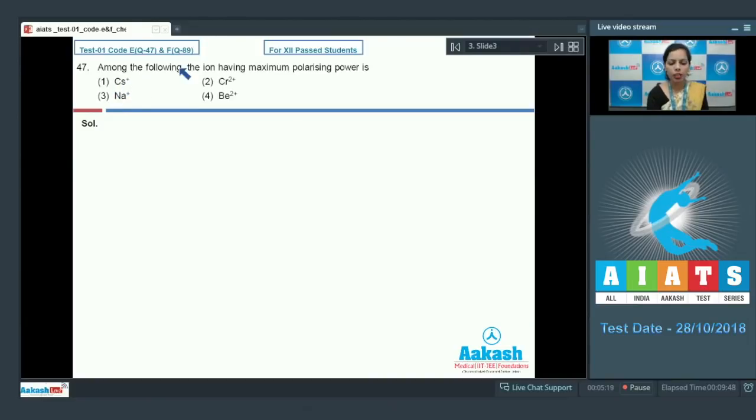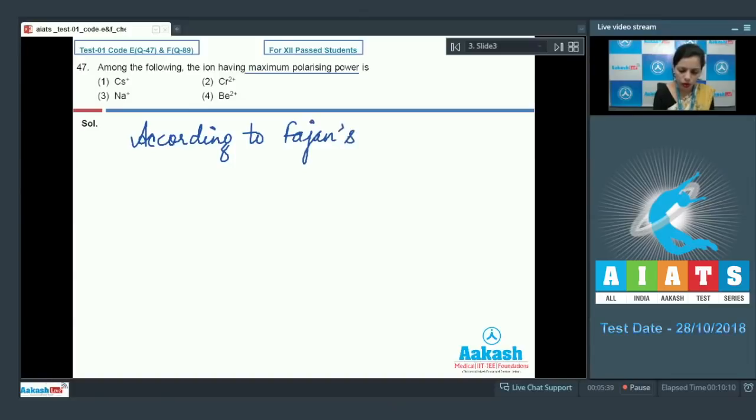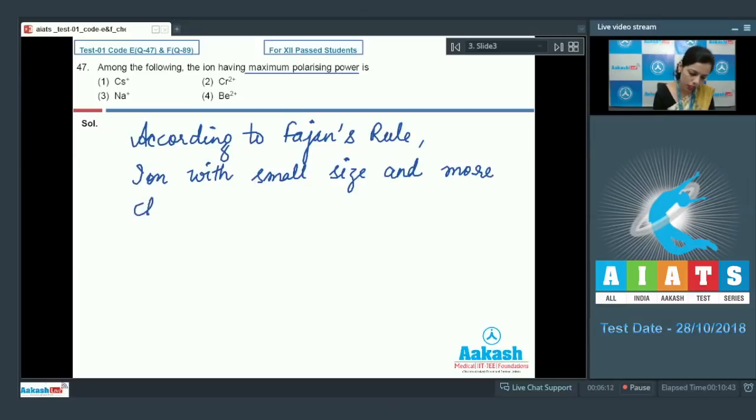Question number 47. Among the following, the ion with maximum polarizing power is. What we need to check here is the maximum polarizing power. And we know that according to Fajan's rule, we all know that it is the rule that describes the polarizing power. The ion with small size and more charge has more polarizing power.